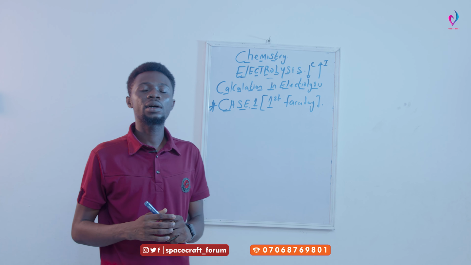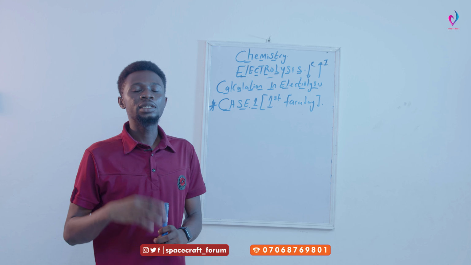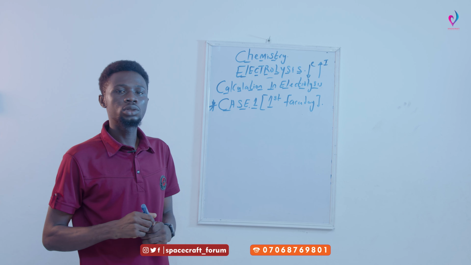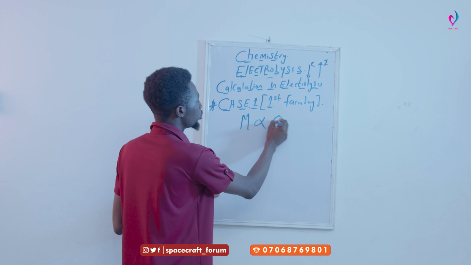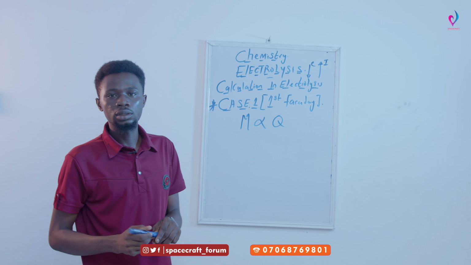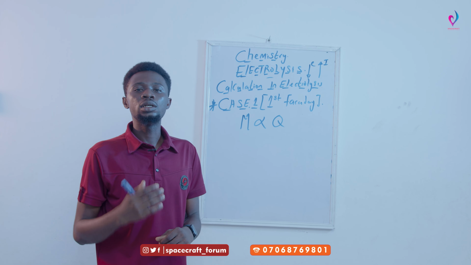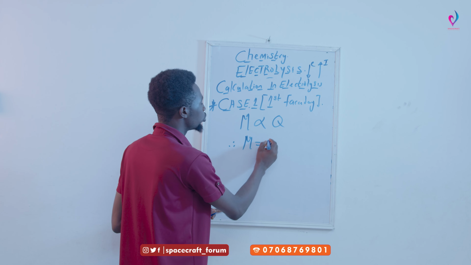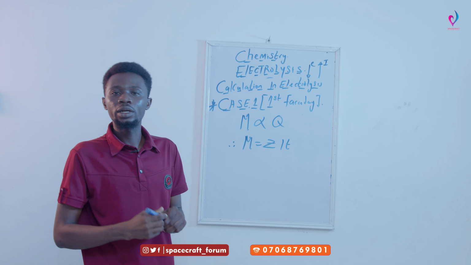Let me state first Faraday law of electrolysis. First Faraday law of electrolysis states that the mass of a substance is directly proportional to the quantity of electricity. That is, M is directly proportional to quantity of electricity. And we know that the unit of quantity of electricity is known as coulombs. Therefore, we can say M is equal to ZIt, where Q is equal to current times time.